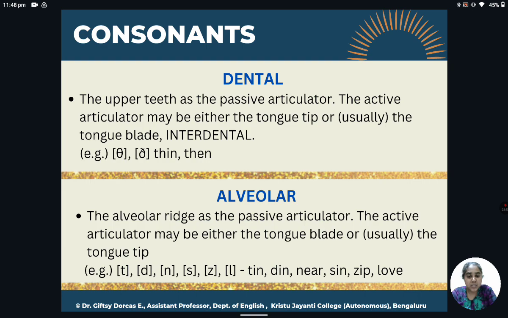Next are alveolar sounds. In the alveolar sounds, the alveolar ridge is the passive articulator and the active articulator is the tongue blade or the tongue tip. The sounds t as in tin, d as in din, n as in near, s as in sin, z as in zip, l as in leaf are all alveolar sounds.